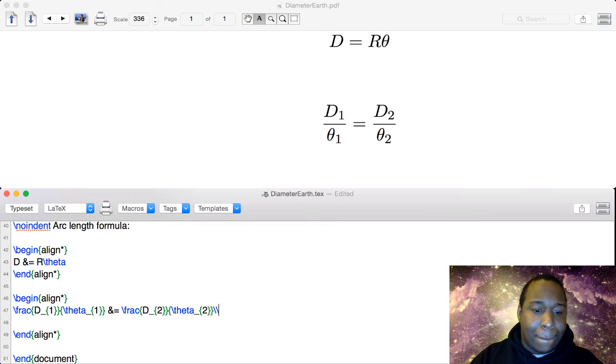Okay. So I want to solve for d2, where d2 represents the circumference of the Earth. And so solving for d2, at some point I might actually have to put what these variables represent. All right, so I'll just take out d1. And this would be theta 2 over theta 1.